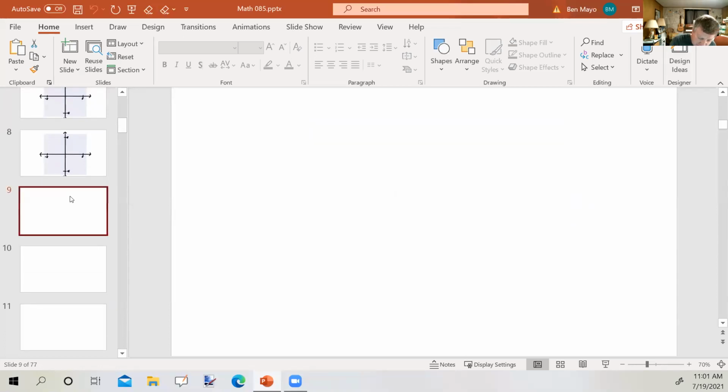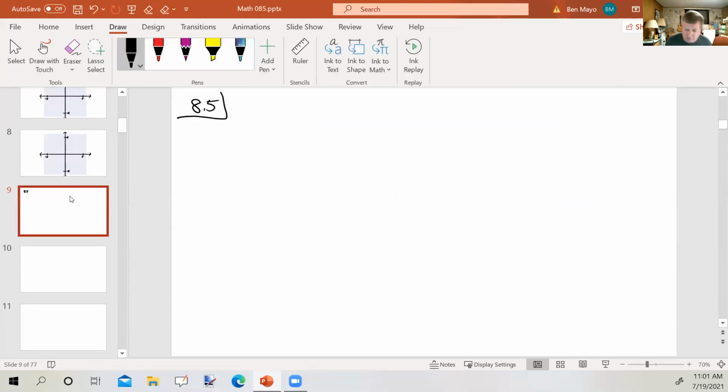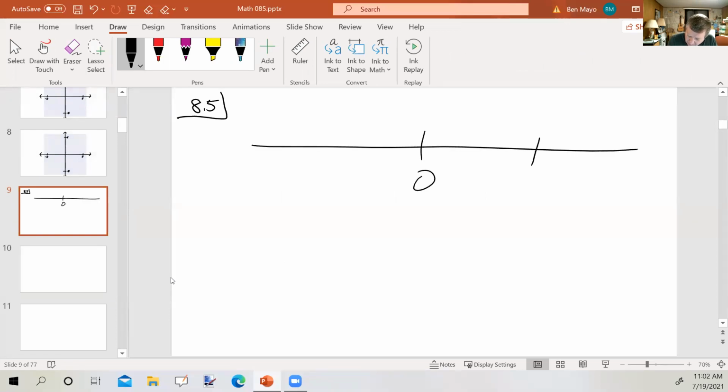So here we have section 8.5. This has to do with solving absolute value equations. So first of all, let's review the idea of absolute value and how it works. Let's say we have a number line, and we have the number 7, the number -7. The absolute value of a number is the distance from that number to 0 on the number line.